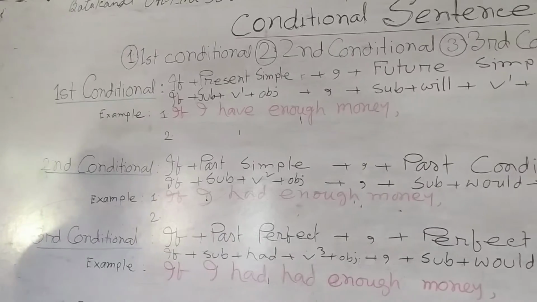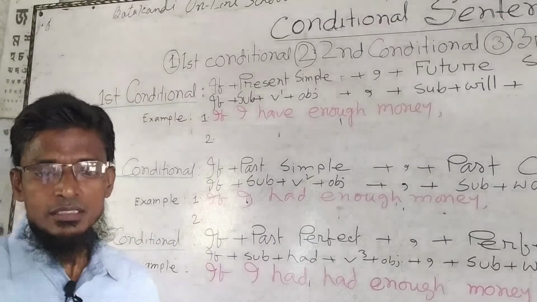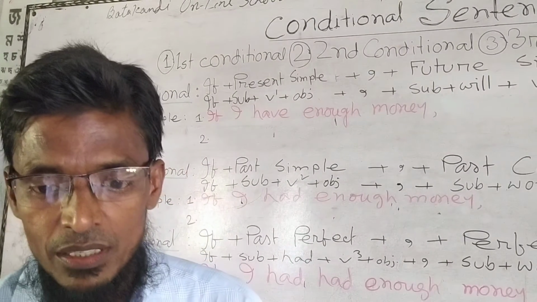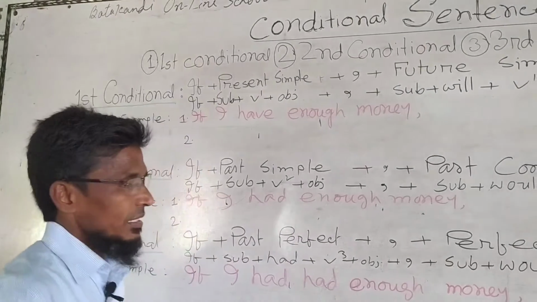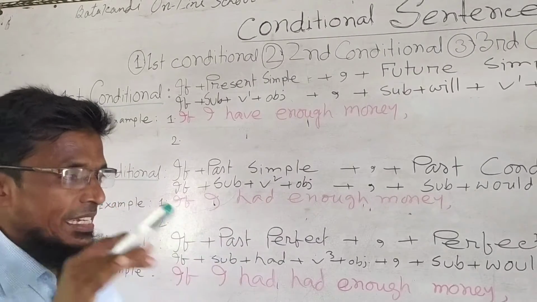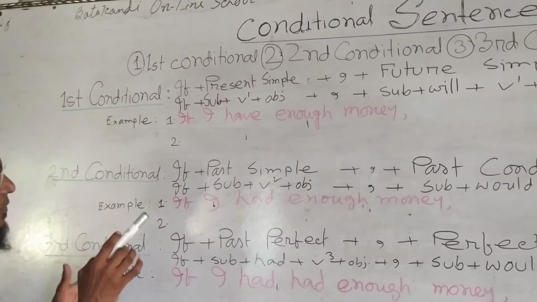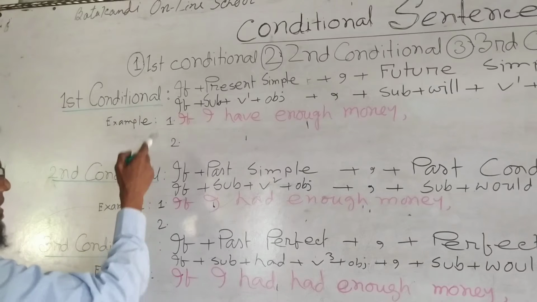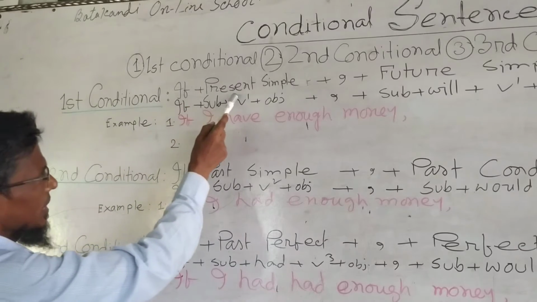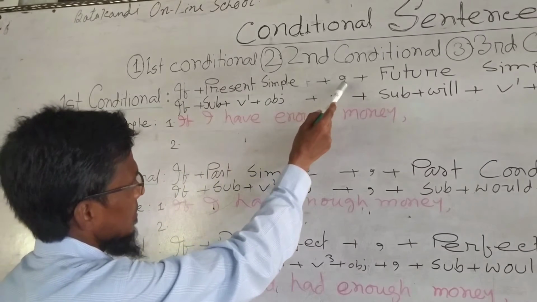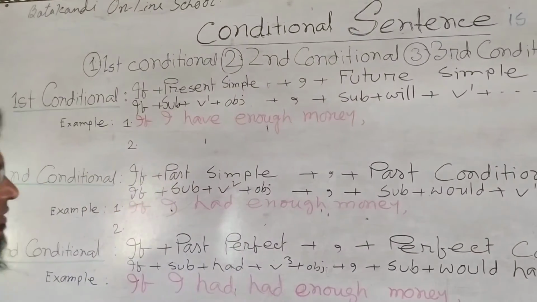First conditional sentence refers to a situation that's usually possible, which indicates present and future. Such as, we have to mention the structure here: if plus present simple plus comma plus future simple. That is possible too in future.